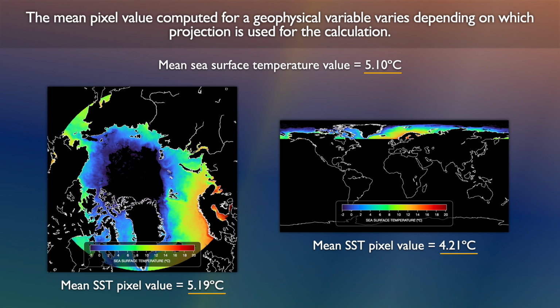So what I've done for this example is map sea surface temperature to two different map projections, a geographic map projection and a polar stereographic map projection. I've masked out all the data south of 60 degrees, and I've also masked out ice. And I've calculated the actual mean sea surface temperature value of 5.10 Celsius. I'll show you how I did that on one of my next slides. But for now, let's look at how the projections produce different results.